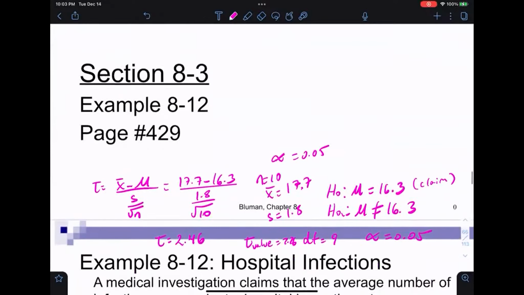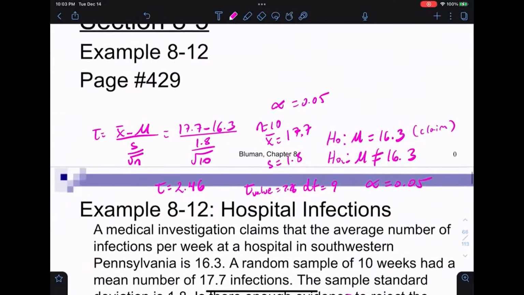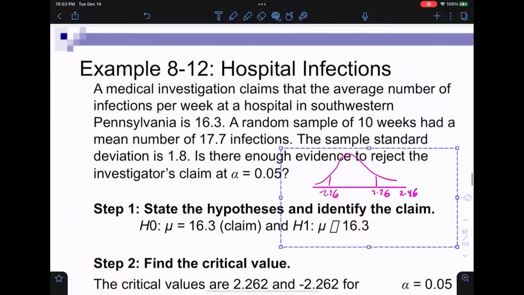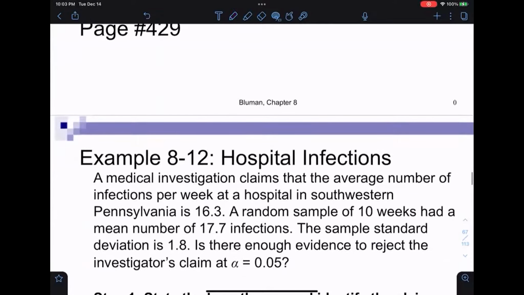Okay. So here they give you an example and we have to solve the problem, right? Okay. So let's do that.